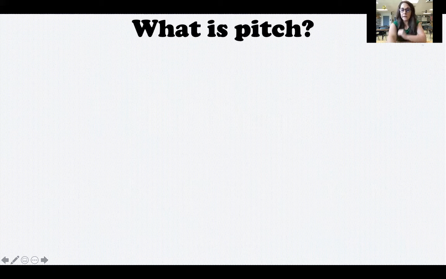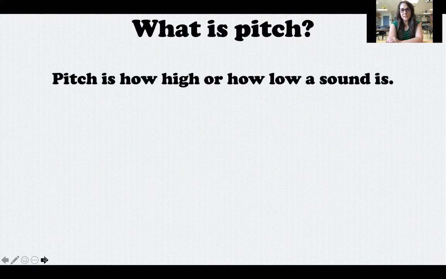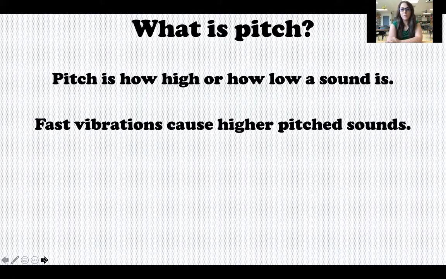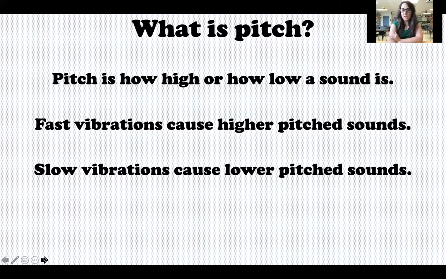So another word that we need to talk about when we are discussing sound is this word pitch. And pitch is how high or how low a sound is. So it doesn't have to do with loud or quiet. That's another word called volume. But pitch means high or low. Fast vibrations cause high-pitched sounds. Slow vibrations cause lower pitch sounds.